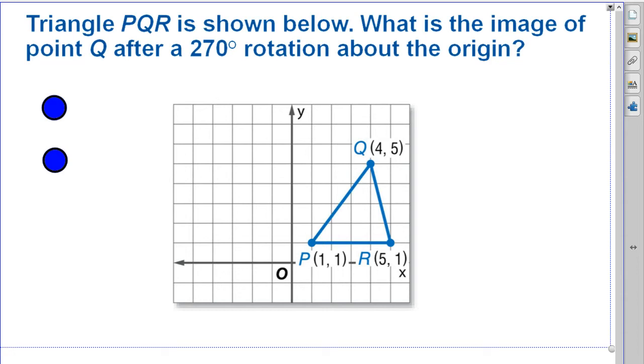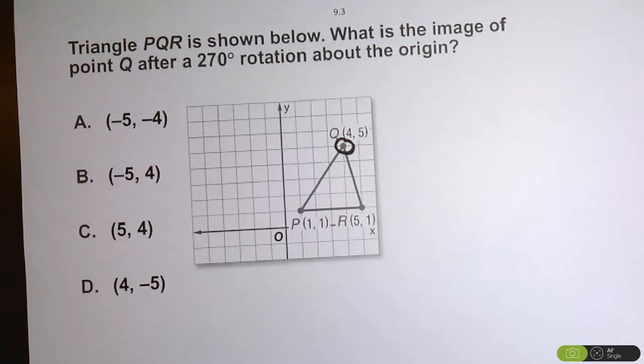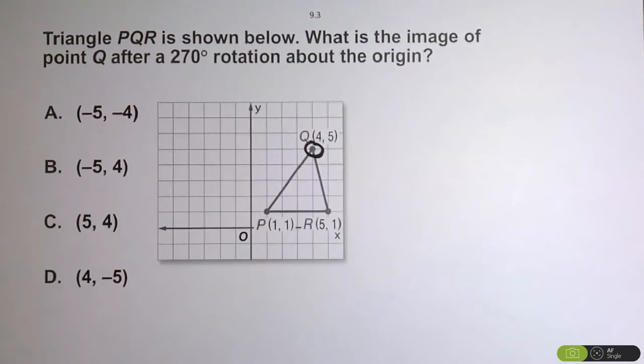Next one. This is 270 this time. So instead of 90, it'd be 270. We've got the same drawing. They want to know where point Q is going to become. So there's point Q. Okay, so a 270-degree rotation.